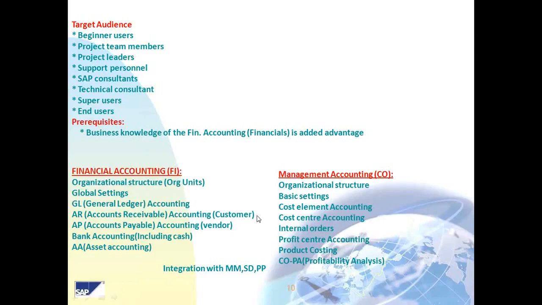Let me take here the accounts receivable, where we are maintaining the customer masters. For example, we need to run the dunning program for customers who are outstanding over a particular point of time. The system automatically does this process. We are going to see that.